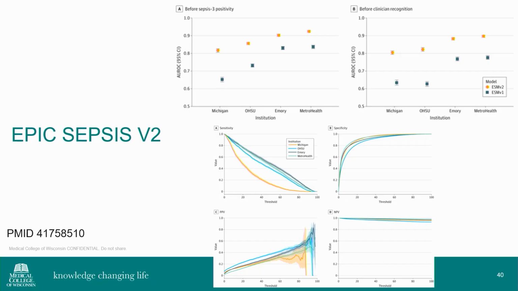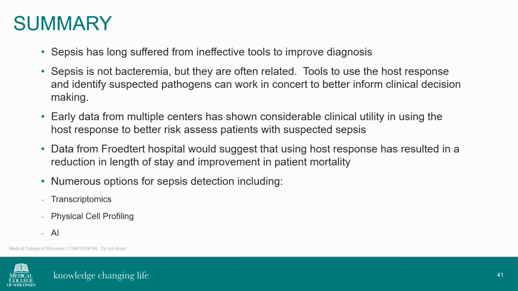So we're seeing improvement in this. Again, this is very early data. We need more data before I expect we're going to see wider utilization of this particular algorithm. So what's our summary? Our summary is sepsis has long suffered from ineffective tools.